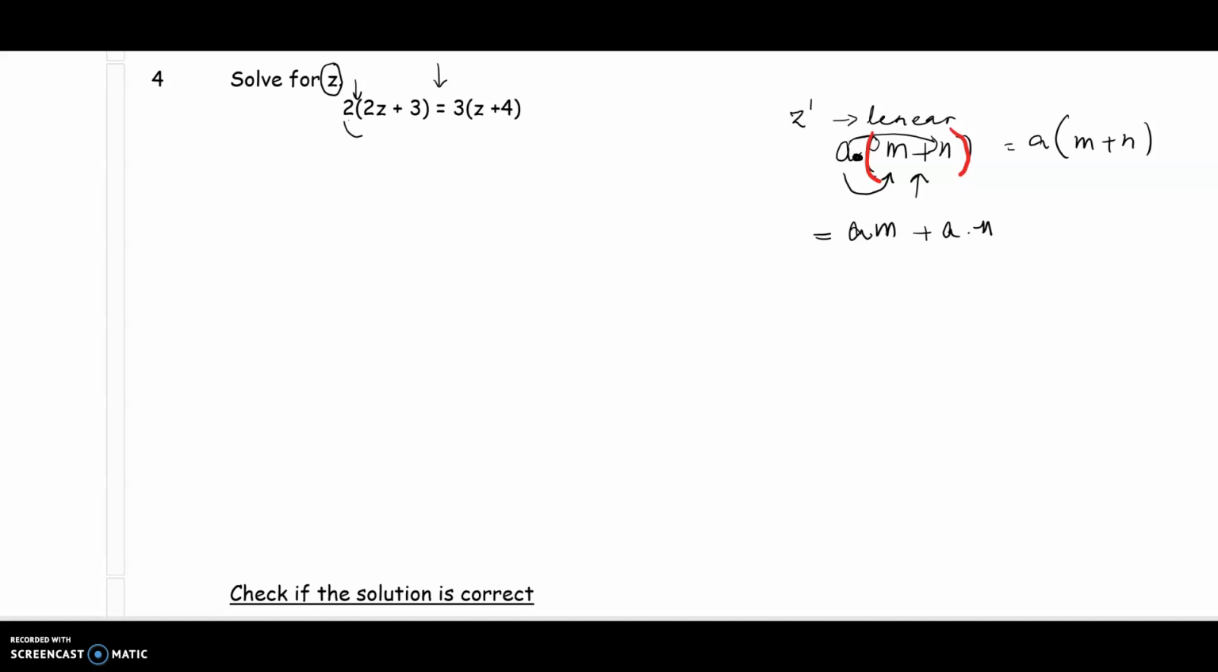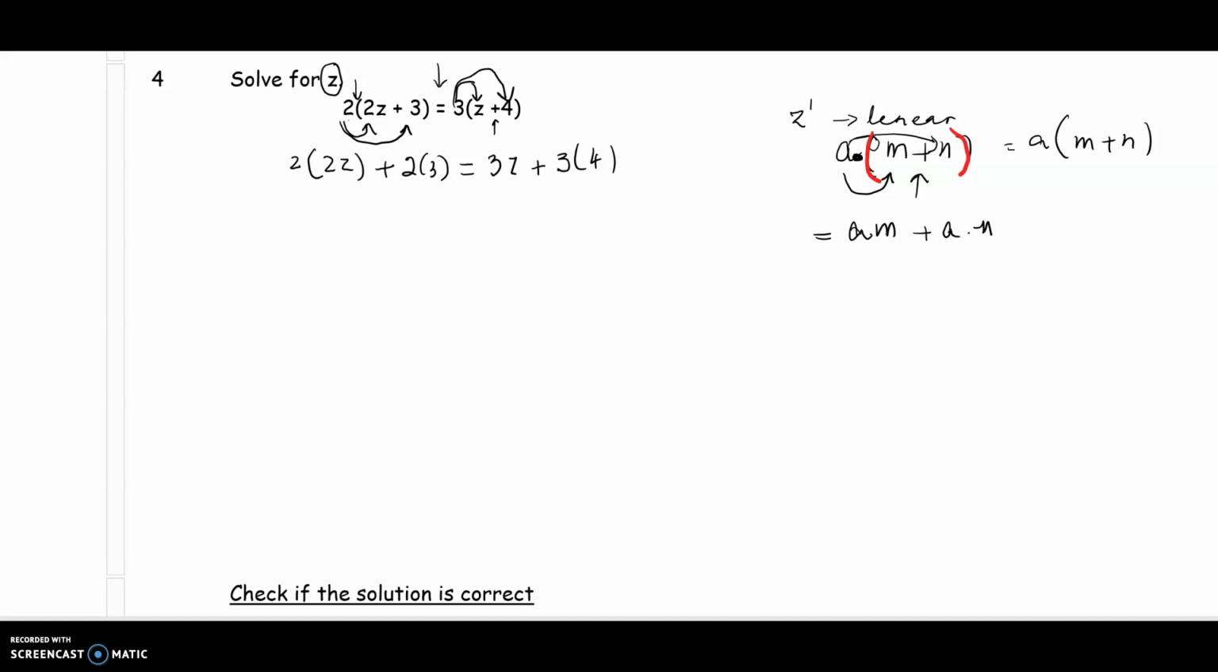So then that would be 2 times 2z. So let's write it as 2 times 2z plus 2 times 3 equals, and on the right side of the equation, we have the exact same situation. We have 3 times the quantity z plus 4. So that would be 3 times z plus 3 times 4. So notice there's a plus in between the two because of the plus here. So that's 3 times 4.